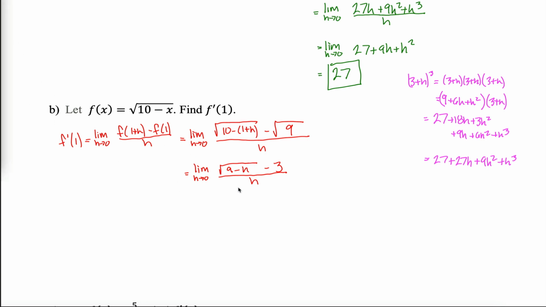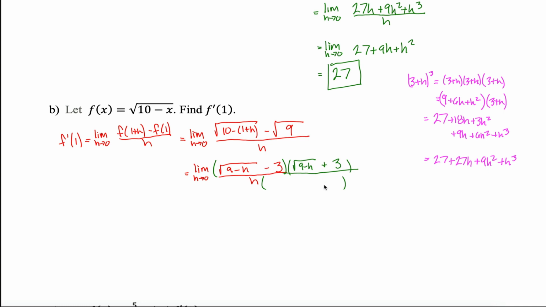If you do, you might want to pause the video here and see if you can finish the problem from here on your own. The trick was we're going to multiply the top and the bottom by the conjugate of the top. The conjugate of the square root of 9 minus h, minus 3 is almost the exact same. We write the square root of 9 minus h, the first term, and then we write 3, the second term, and all we do is change the sign in between those two terms.